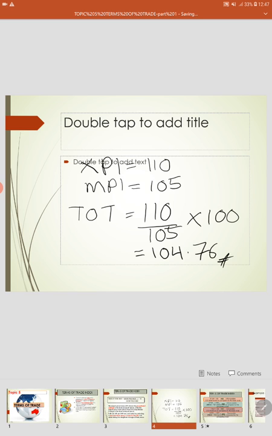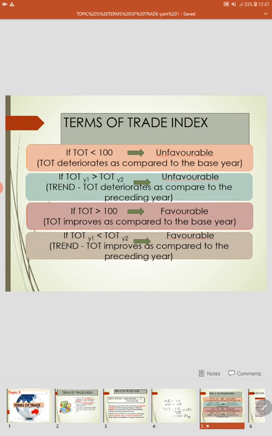Now to interpret the calculation, whether it's a favorable or unfavorable terms of trade, we're going to look at this. If you do not have 2 years to compare, we can take a base year. Remember, the base year index is always 100. So if you get your TOT as 95, for example, 95 is lesser than 100, so it will be an unfavorable movement.